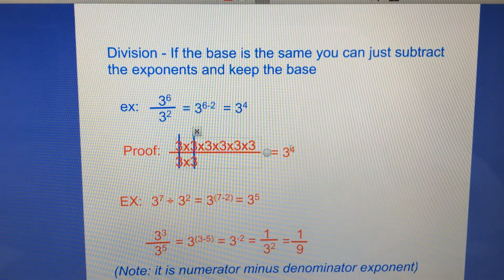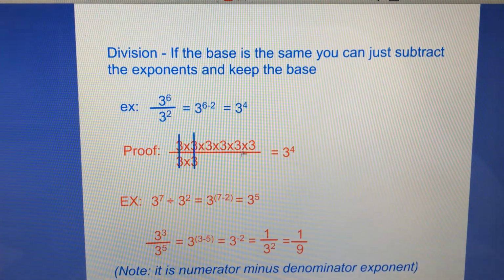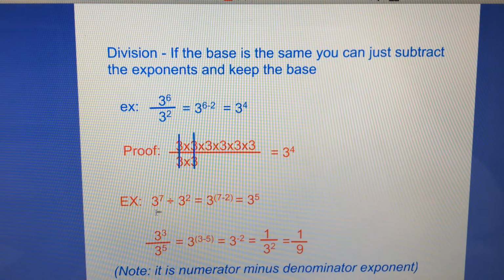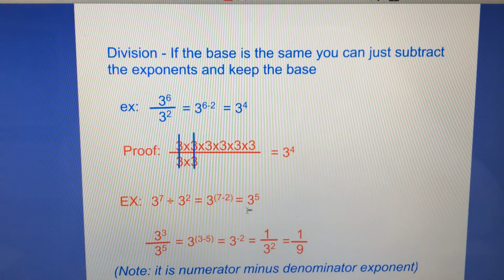Again, I want to show you the proof so you understand why that works. I have all of my 3's. I can cancel out all of my duplicates, and I am left with 3 to the 4th power. Another example. 3 to the 7th power divided by 3 to the 2nd power equals 3 to the 7 minus 2, which equals 3 to the 5th power. All I did was subtract my exponents.